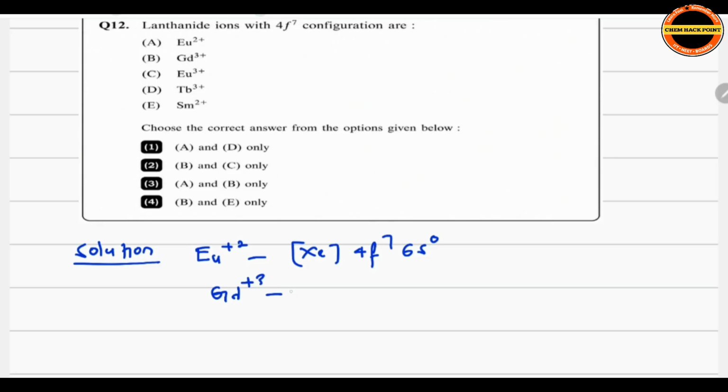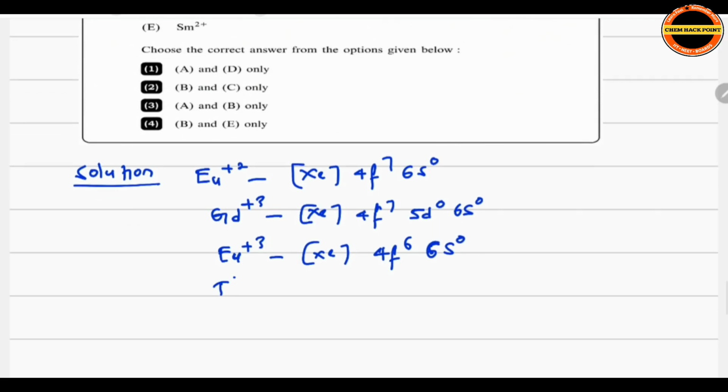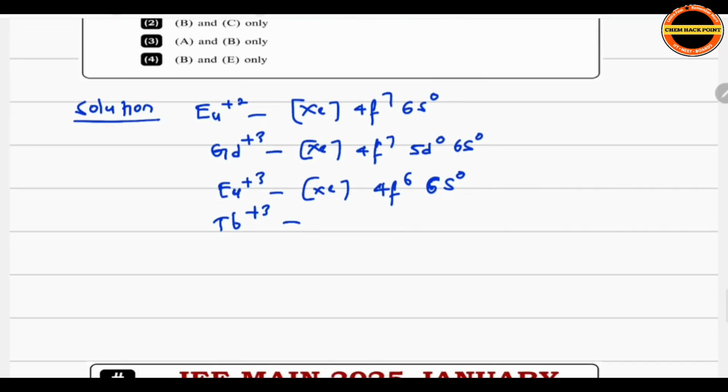Gadolinium +3, Gd +3, is xenon 4f7, 5d0, 6s0. Next, europium +3 is also given here: xenon 4f6 and 6s0. Terbium +3 is xenon 4f8 and 6s0.